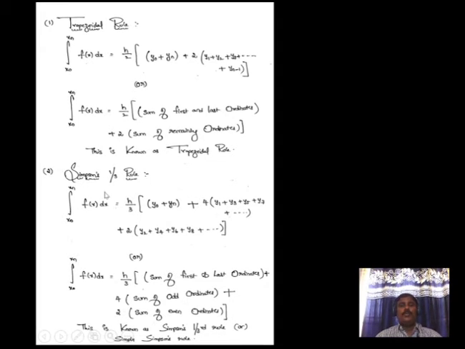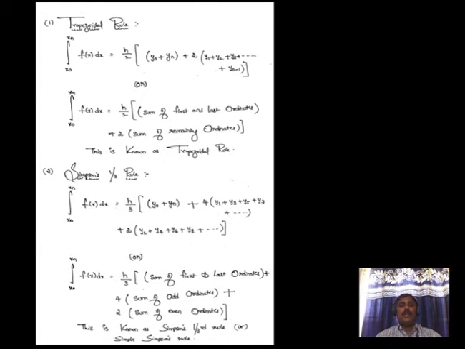Next is Simpson's 1/3 rule. The formula is integral x naught to xn f of x dx equal to h by 3. Here in Simpson's 1/3 rule we have h by 3, and in the trapezoidal rule we get h by 2. So the integral equals h by 3 into the sum of first and last ordinates plus 4 into the sum of odd ordinates plus 2 into the sum of even ordinates. So this is the formula for Simpson's 1/3 rule.